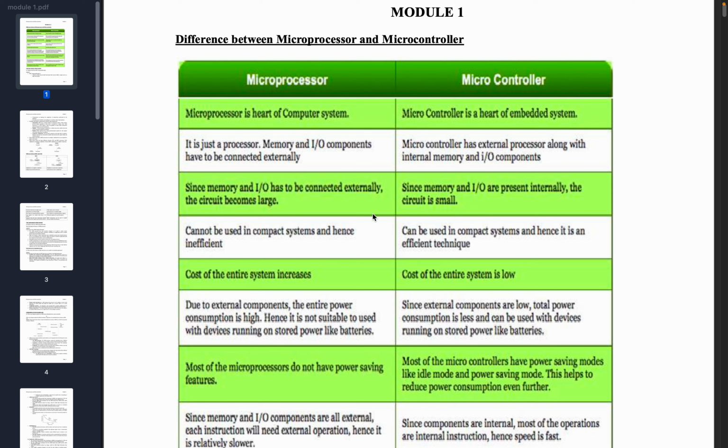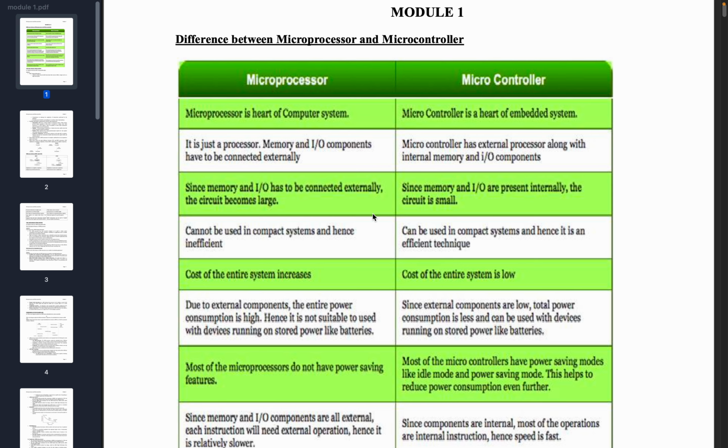Then there is one more important point. Due to the external components, the entire power consumption is high, so a microprocessor is not suitable for devices running on stored power like batteries. In microcontrollers, the external components are few and total power consumption is less, so they can be used in devices running on stored power like batteries.